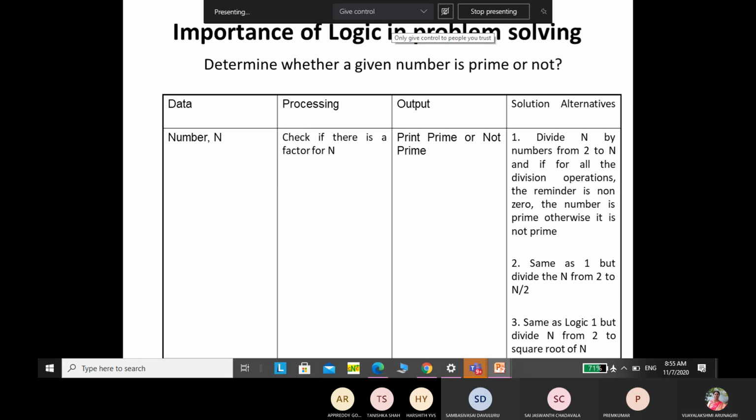Clear? Yes, ma'am. Right? So this is the PAC of the prime number. Any doubt? Guys, are you clear? Yes, ma'am. Okay.